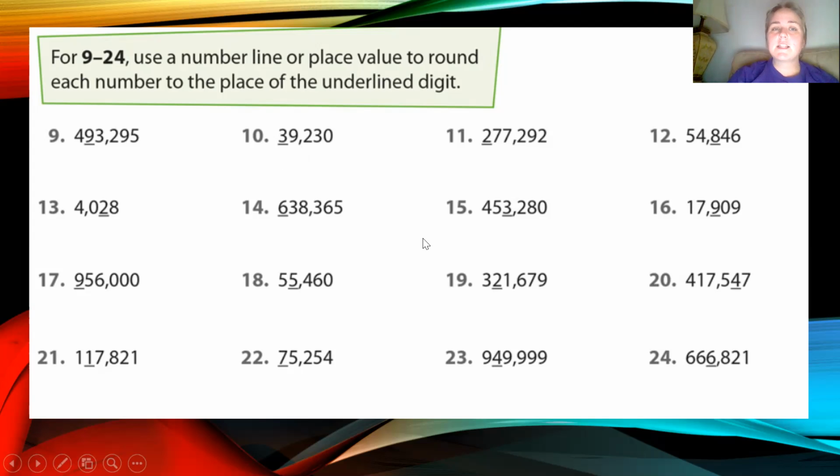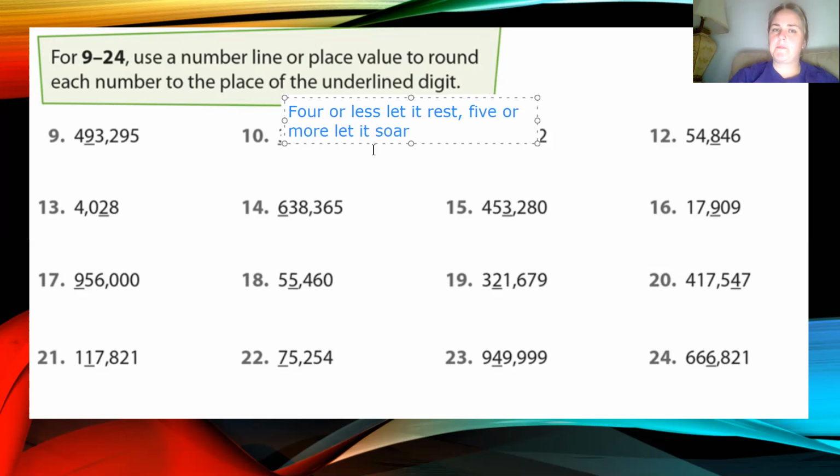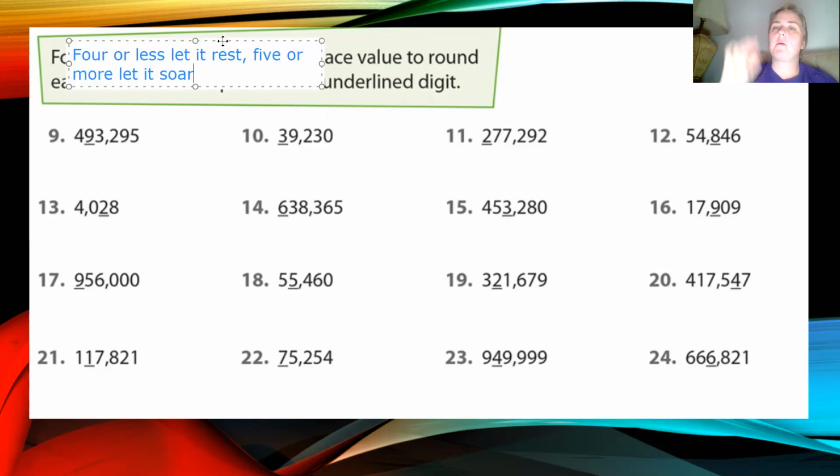And then if you want to write at the top, if it will help you, I would write 4 or less, let it rest. 5 or more, let it soar. That way you can remember, and you can see that for every single problem you can go back and think, the number that I've drawn an arrow to, what am I going to do with that number?